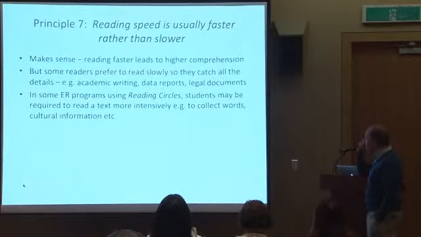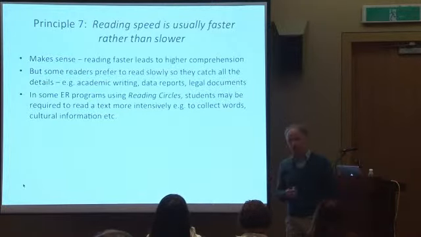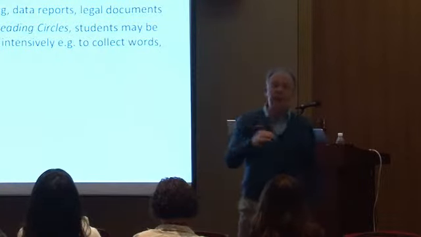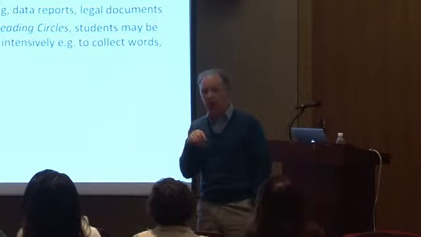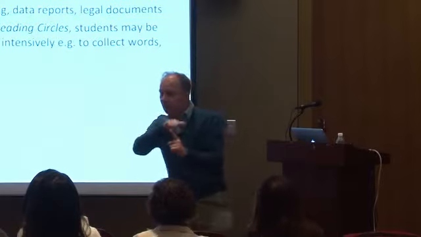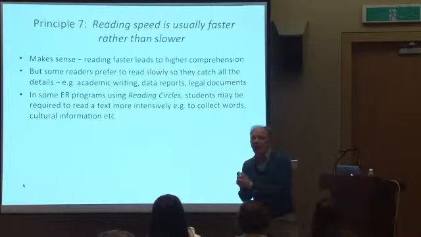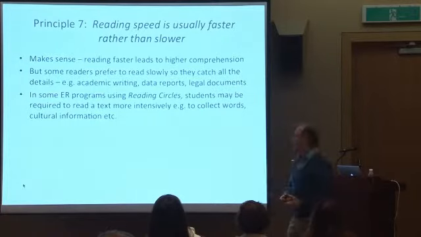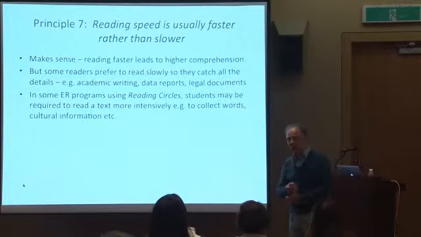Principle 7, reading speed is usually faster than slower. Again, it makes sense. The faster you read, generally, your comprehension goes up. Why? Because you're reading at the idea level of reading rather than reading sentences and sentences. When you read quickly, you see more words in one eye movement. And therefore, you're more likely to be reading with ideas rather than with individual words. So it makes sense that reading faster is better. But some people prefer to read slowly. That's their preference. They like to read slowly.